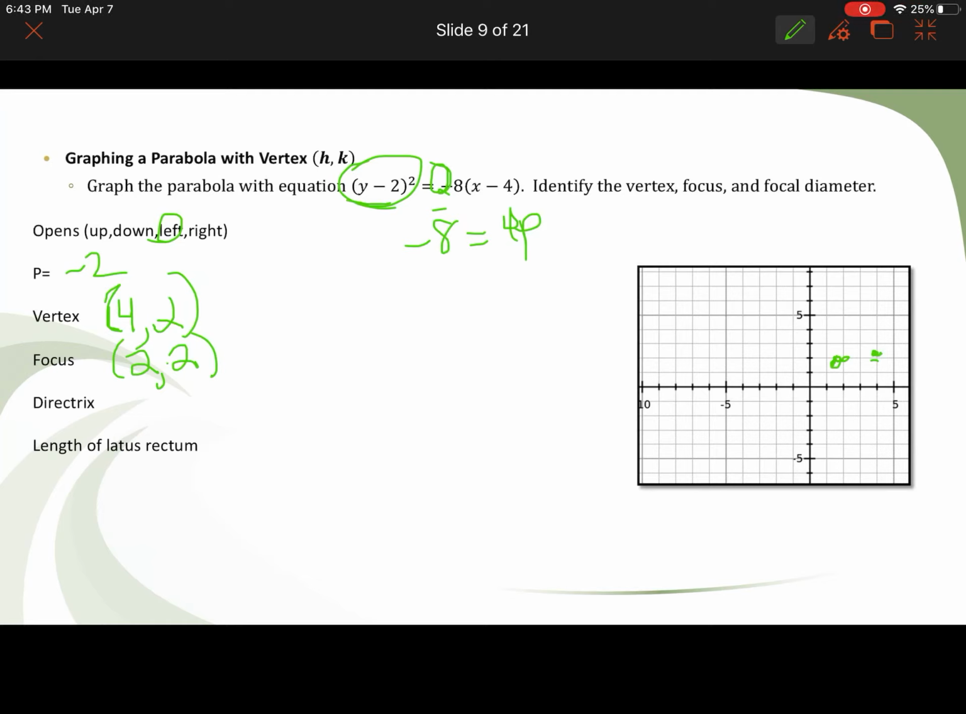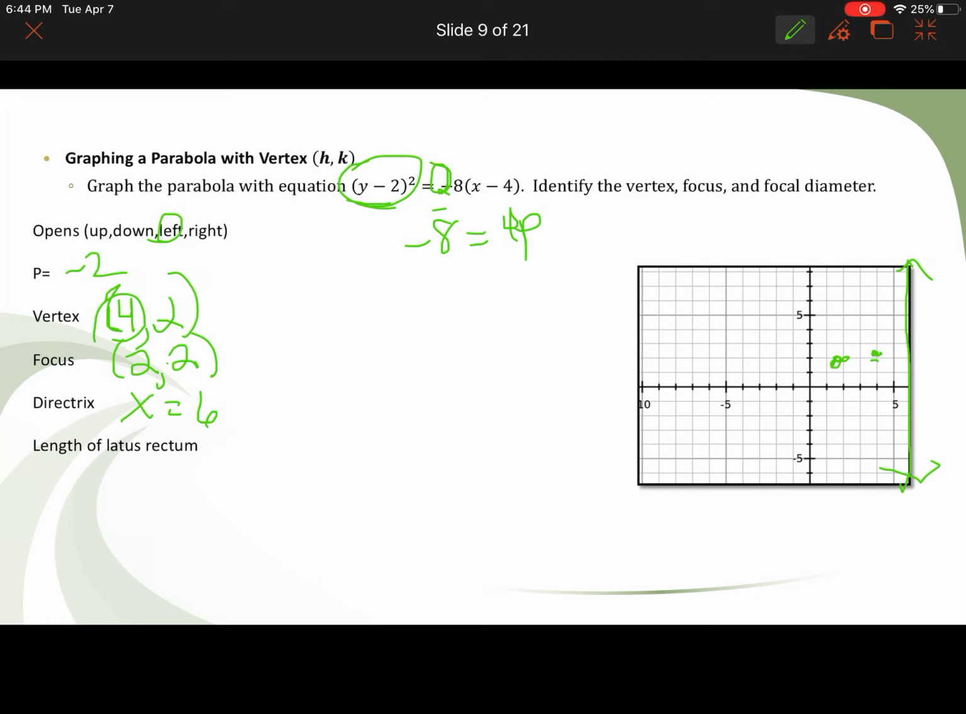Okay, the directrix has to go the other direction. So it's going to be 2 the other way. We're going to add 2. And that is going to give me this vertical line right here at the edge of my graph, right at 6. So it's going to be the line x equals 6. So remember, I had to take this 4 and add 2, right?